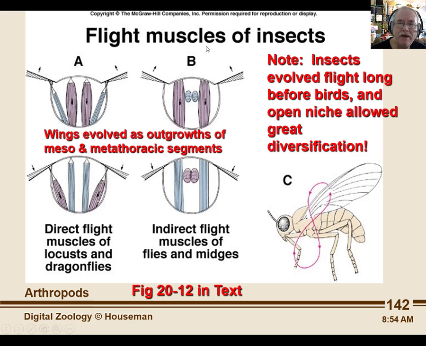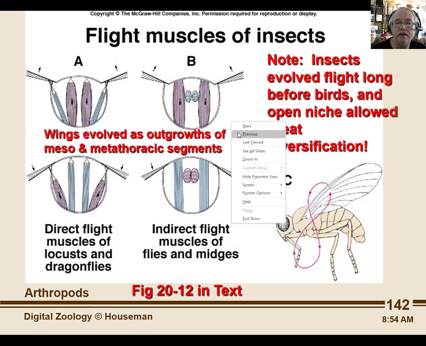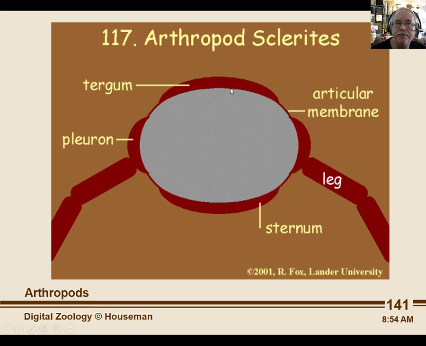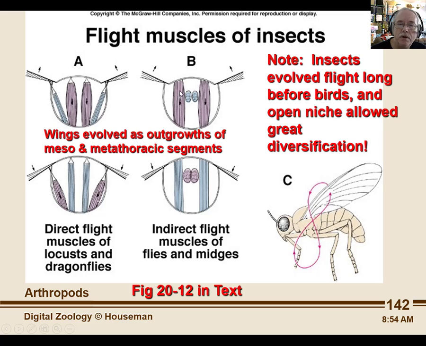So, when we think about flight muscles of insects, flight muscles shown here either directly attach to the wings, in which case they're called direct flight muscles, okay, found in locusts and dragonflies, for example, or they indirectly attach. What do I mean? They indirectly attach here and here to the upper region of the exoskeleton, right, which would be the tergum, okay?